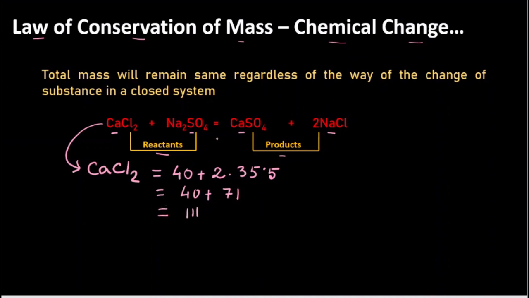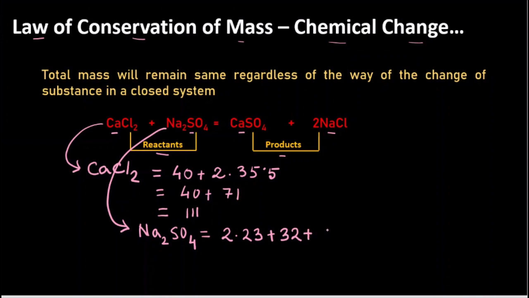Now, for this one, sodium sulfate. Here we can see two sodium atoms are present. So, atomic mass for a single sodium atom is 23. So, this is going to be 2 times 23 plus for sulfur, the atomic mass is 32 for a single sulfur atom, and for oxygen, a single oxygen atom is having its atomic mass 16, and we can see 4 oxygen atoms are present, so the 16 should be multiplied by 4.